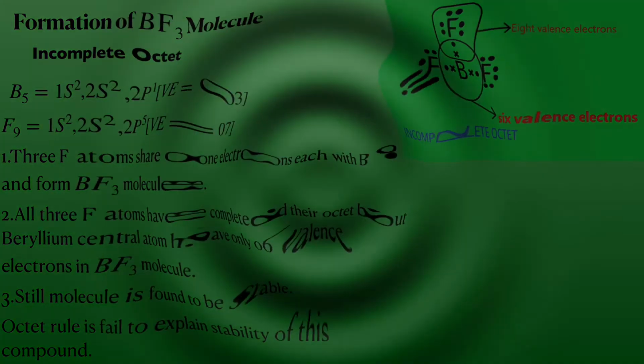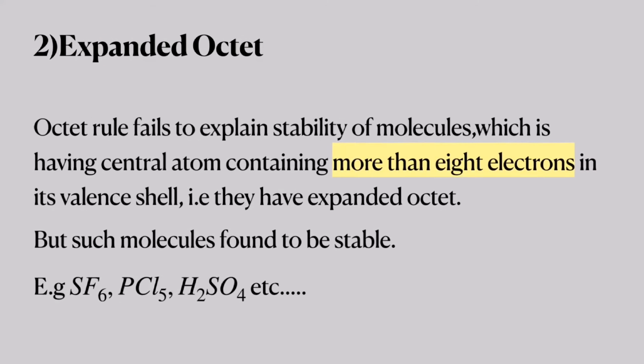Now let us consider the second limitation, that is expanded octet. Octet rule fails to explain the stability of molecules having the central atom containing more than 8 electrons in its valence shell, that is, they have the expanded octet, but such molecules are found to be stable. For example, SF6, PCl5 and H2SO4. Let us consider the formation of PCl5 molecule, that is phosphorus pentachloride.